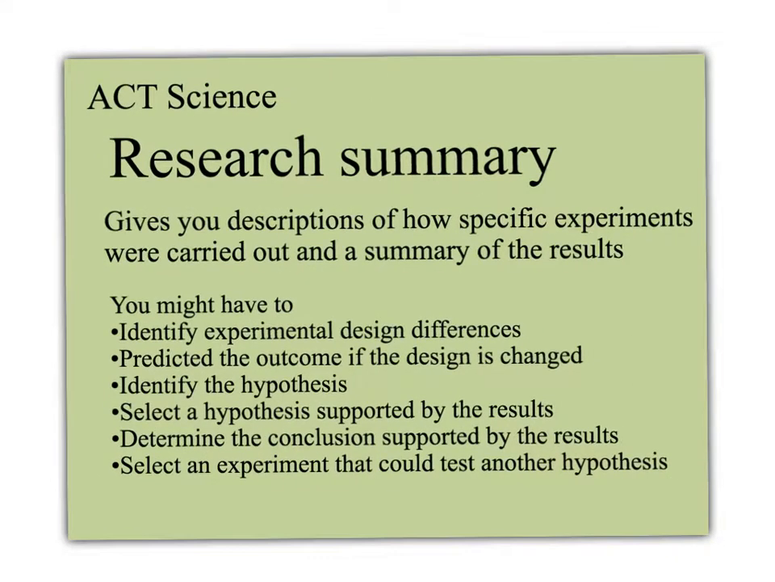Okay, the second type of question is research summary. This gives you the descriptions of how specific scientific experiments were carried out and a summary of the results. This is the type of question that we'll do on day 2. So the second Tuesday of class, you might have to identify experimental design differences, predict the outcome if the design is changed, identify the hypothesis. So these are some things that you'll have to do. But again, you don't have to know any facts, which is good for you.